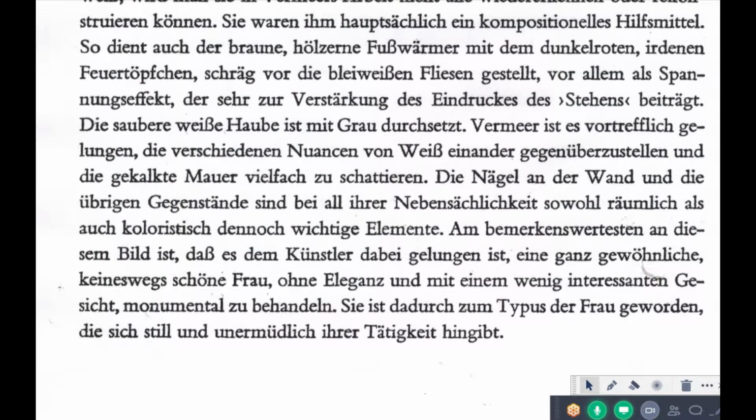So here we go with the text, and today we're going from here. See if you can see my mark. Starting with die Nägel, the nail, down to the end of the passage. It's not too hard. It's a very nice way to conclude this description of this painting by Vermeer.